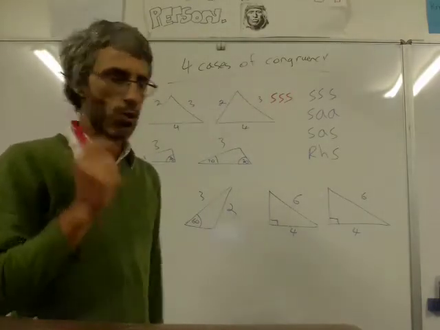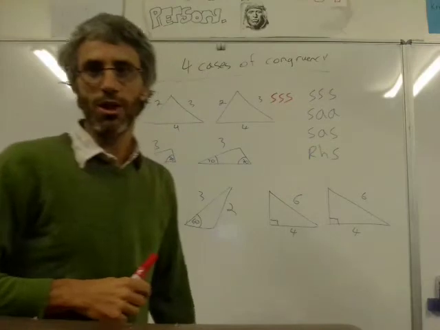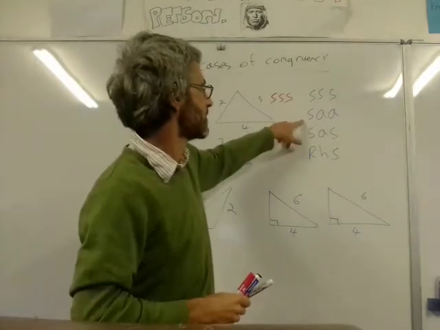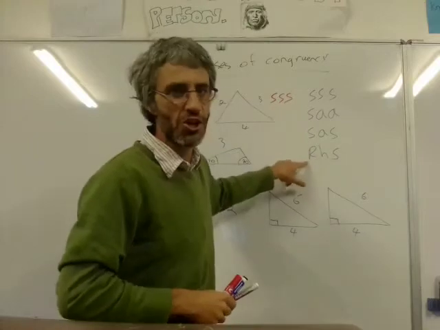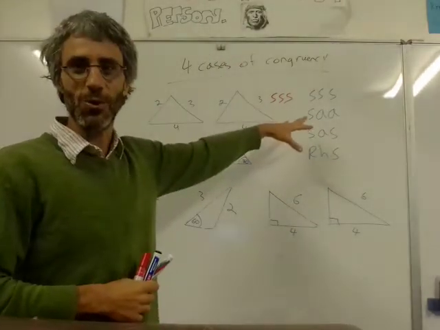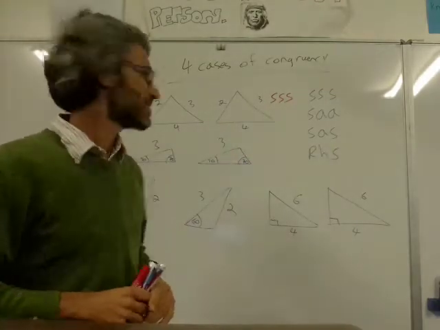So you need to remember these 4 categories, 4 criteria: SSS, SAA, SAS, and RHS. I'm going to explain each one of them again. The first one, we already saw. Each one of the sides is the same.